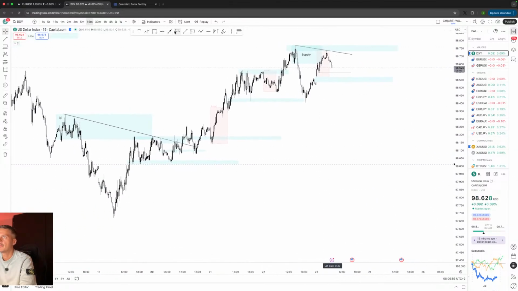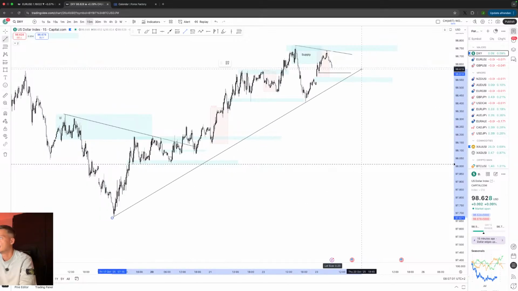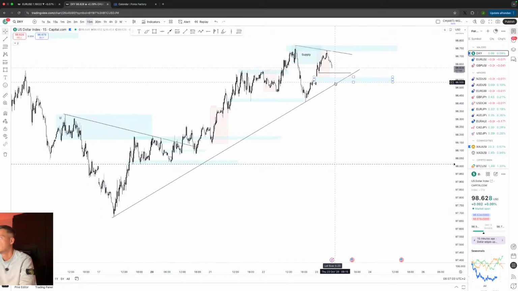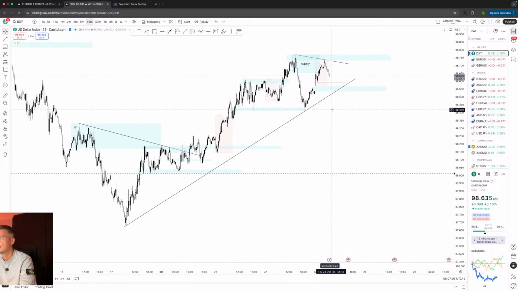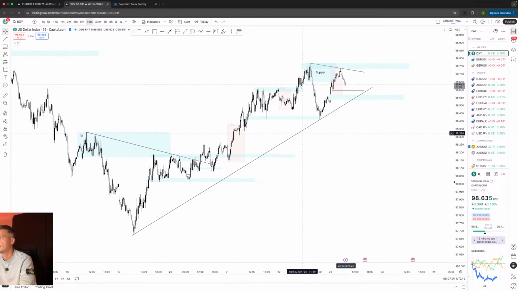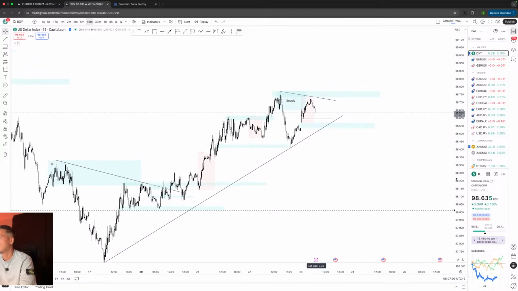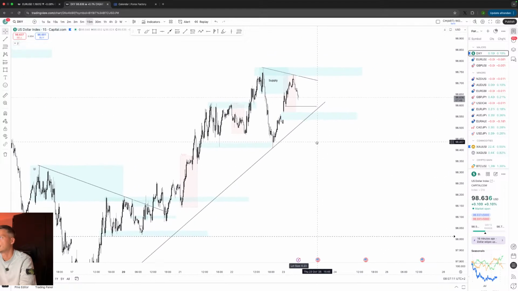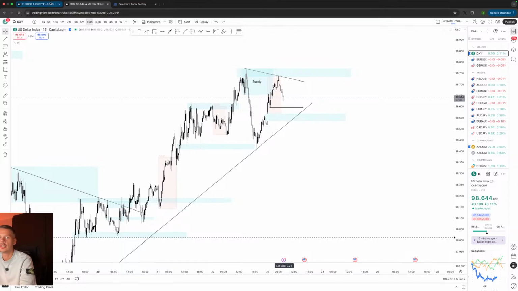Let's see if we can make a nice little trend line. We have a low, another low. It's lining up with the trend line as well, depending on how long it will take, to be honest. But every third touch of a trend line is where, in this case, buyers will come in. So we need to see a sweep of those buyers. That's one thing for sure.